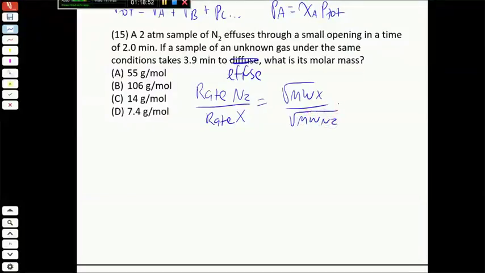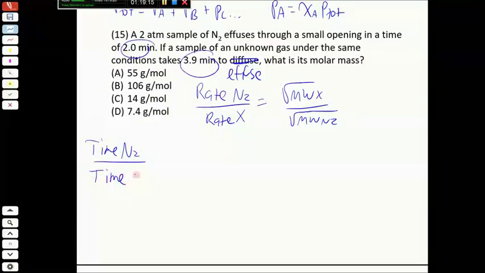But in this case, we're talking about the amount of time that it takes. What we should recognize is that the gas that has the faster rate is going to have the smaller time, and the gas that has the smaller rate is going to take a longer time. So if we're going to use times instead of rates, we have to invert one side of the equation. If we're talking about the ratio of the two times, the time it takes N2 to effuse divided by the time it takes for the unknown gas, that's going to be directly related to the molar mass ratios.